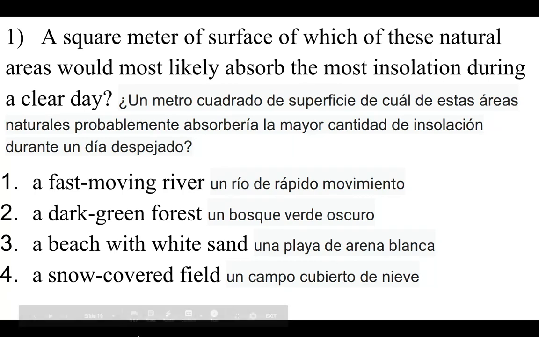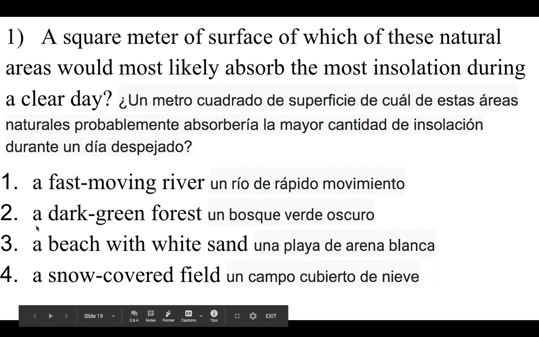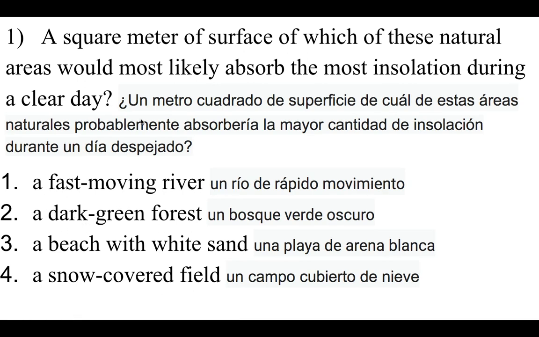If you picked 2, you would be correct. A dark green forest, darker colors are going to absorb, it said absorb here, so it's going to absorb more of the sun's electromagnetic radiation. And a green forest, a forest is a rough surface. A rough surface is definitely going to absorb, again, more of the energy from the sun.